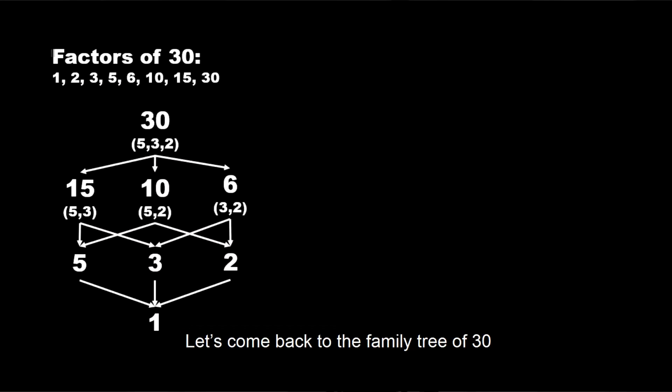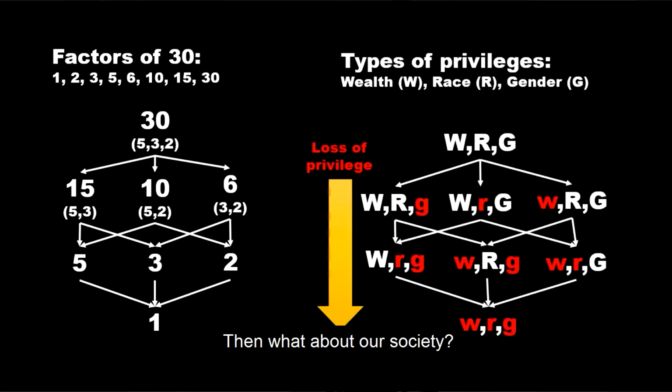Let's come back to the family tree of 30. As we can see, the lower the level, the less prime factors the number have. And each level has one prime factor less than the level above it. Then, what about our society? One downward arrow means a direct loss of one type of privileges.